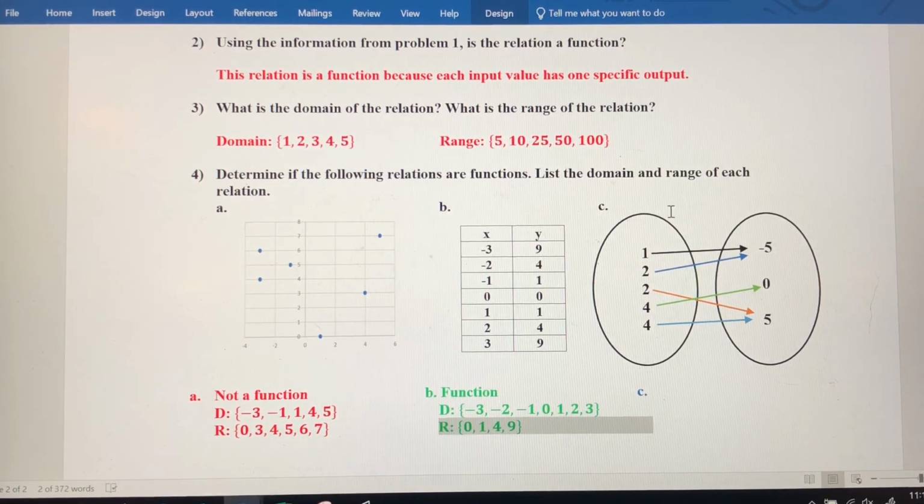And finally, the mapping diagram here. It is not a function. If you'll notice, the input value 2 here has 2 different output values. Same thing with the input 4. 4 has an output of 0, but 4 also has an output of 5. So this one's not going to be a function. The domain is the list here, 1, 2, and 4. We only have to list the 2 and the 4 the one time. And finally, the range is -5, 0, and 5. So that's everything you need to know for now about relations and functions.